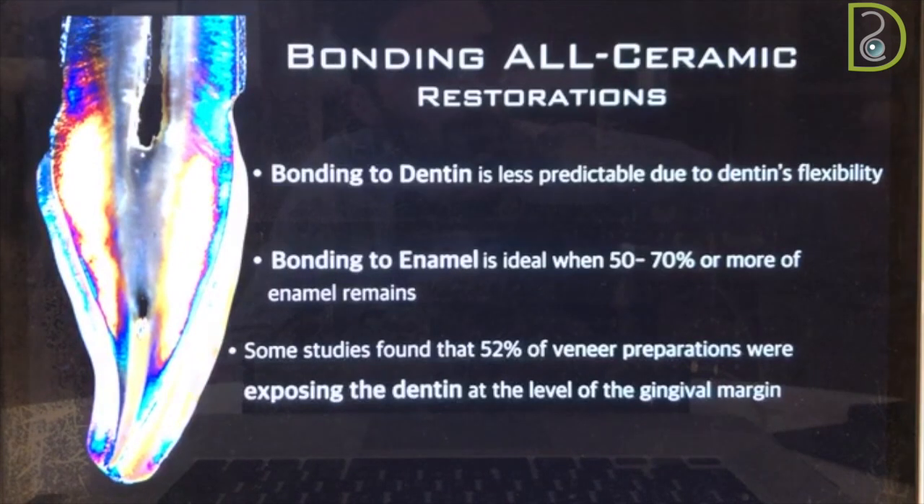Now, as we mentioned, bonding to dentin is less predictable due to dentin flexibility. Bonding to enamel is ideal when 50 to 70% or more of enamel remains. Now, as we mentioned again, some studies found that 52% of veneer preparations were exposing dentin at the level of the gingival margin. This is not going to be good because you will lose a lot of that bonding strength if you expose that dentin.